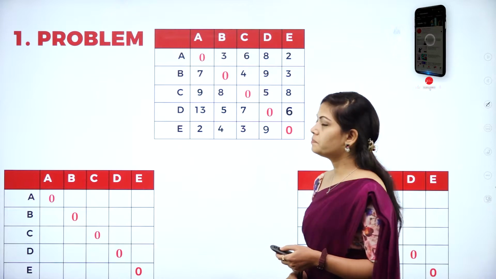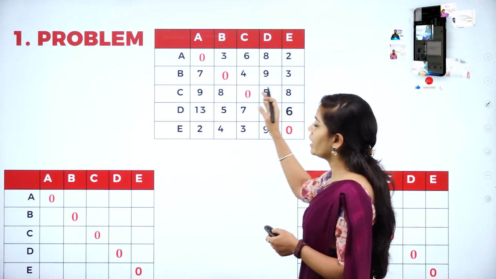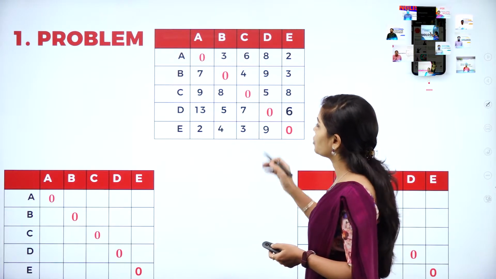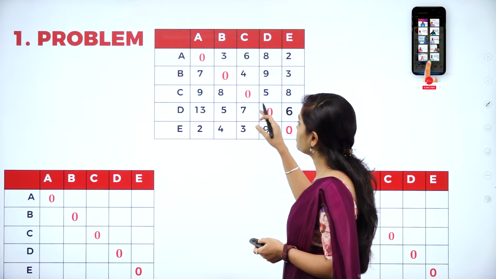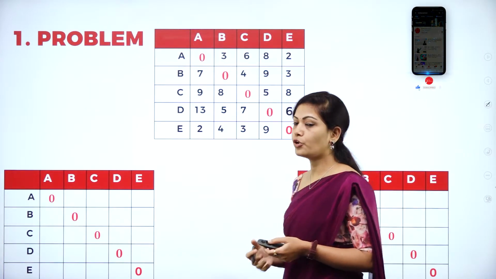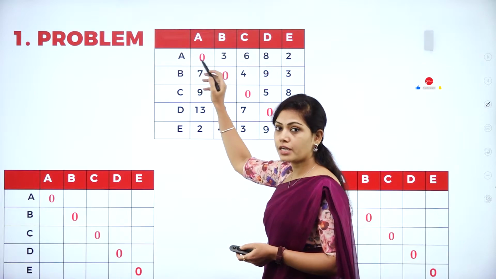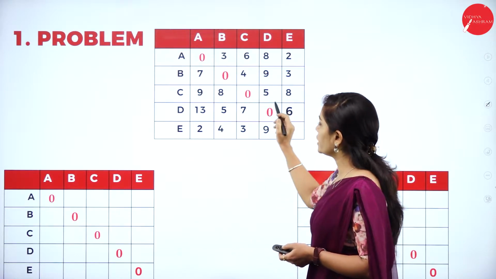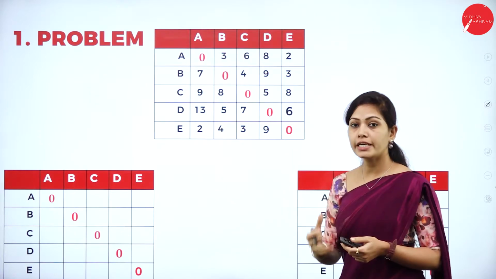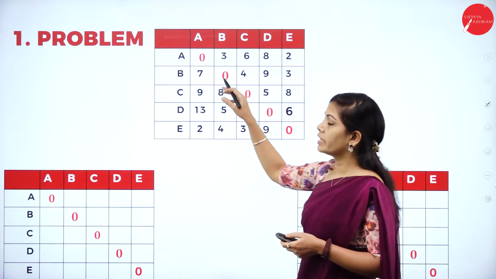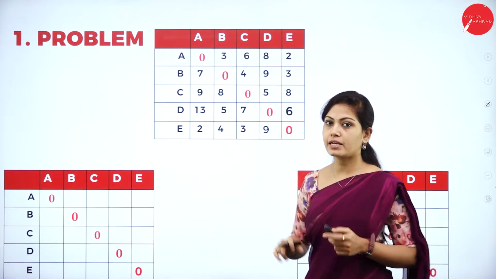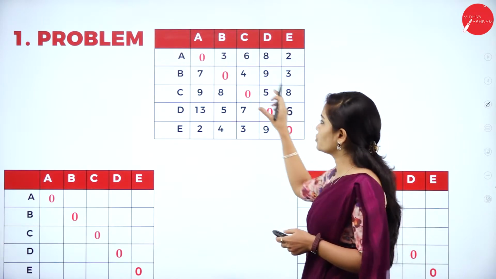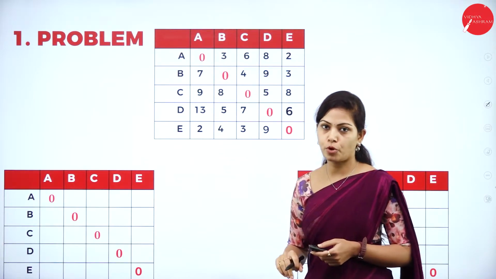So in the first problem, you have 5 columns and 5 rows. All the diagonal matrix values are 0. Why is it 0? Because the salesman can't travel from A to A, B to B, C to C, D to D and E to E. What are the conditions of the traveling salesman problem? He has to visit all the cities exactly once and he must return to the same starting point.